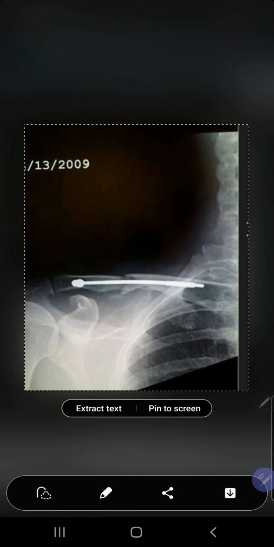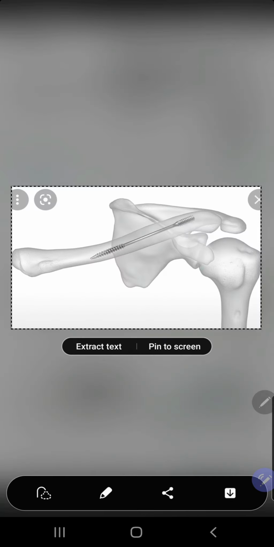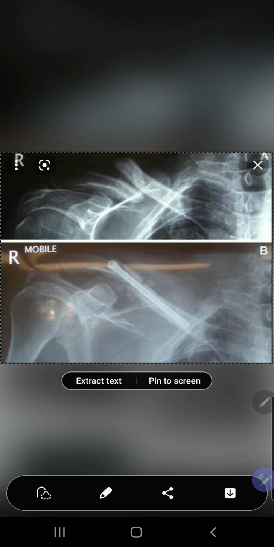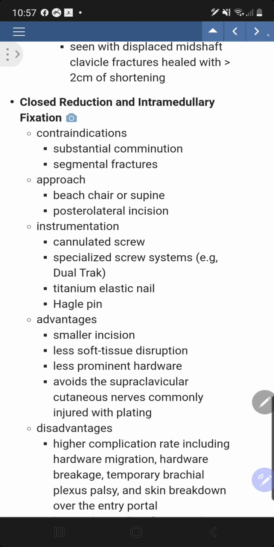Operative treatment could be closed reduction with intramedullary fixation or open reduction with blade fixation. You can do intramedullary fixation or blade fixation, but intramedullary fixation is contraindicated in comminuted fractures and segmental fractures. Otherwise, you can use any of them. Regarding the intramedullary fixation, it has many forms. It could be either dual track screw to make compression at the fracture site. You may use cannulated screw or titanium elastic nail.